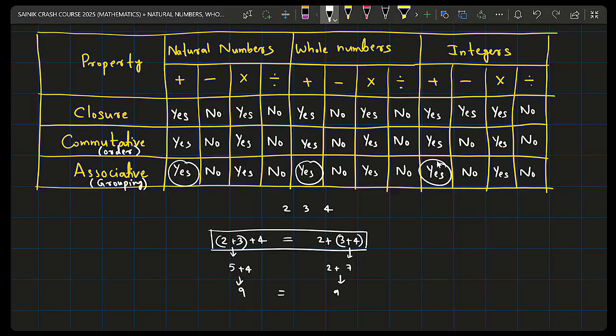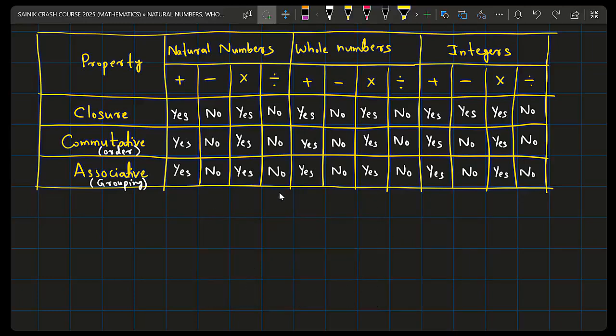Sir, it is not satisfied in division. Division is not satisfied. I took one example for Abhyuday just now. Even for subtraction you can take an example. They're not satisfied. But multiplication is satisfied.